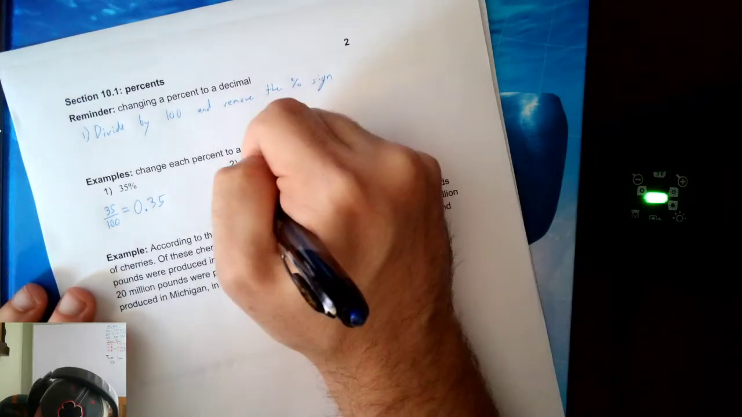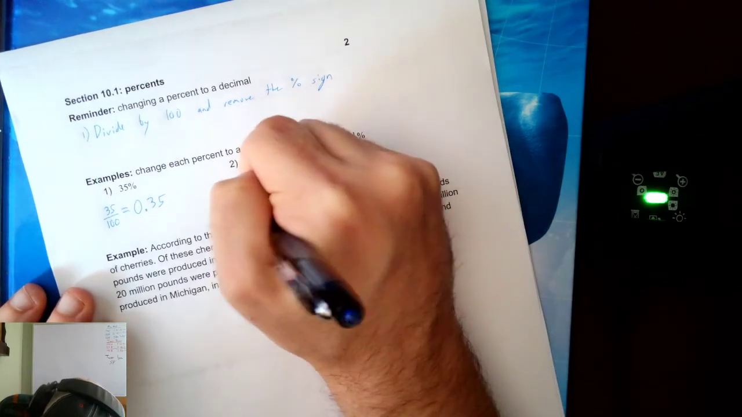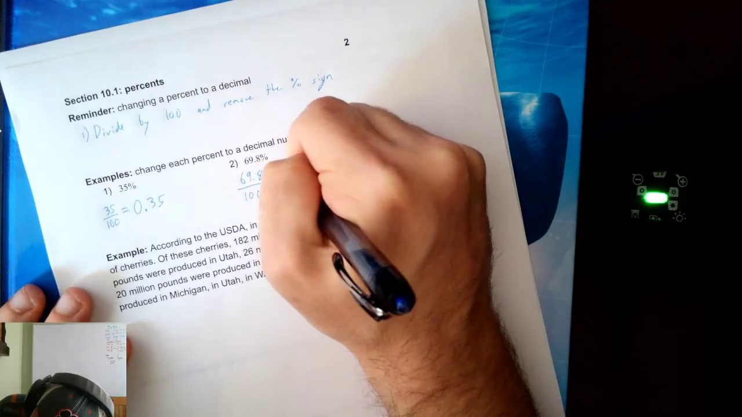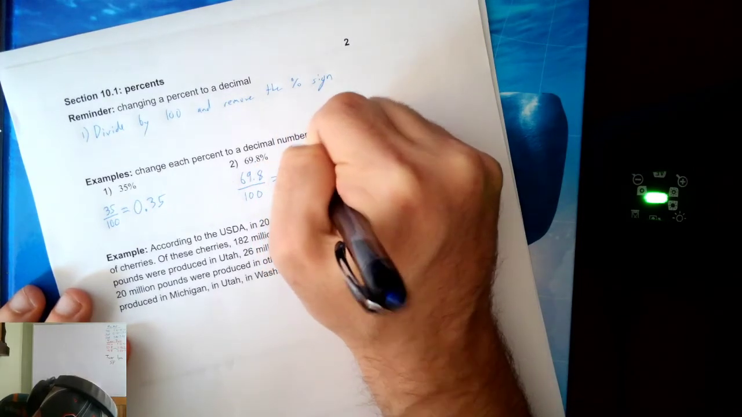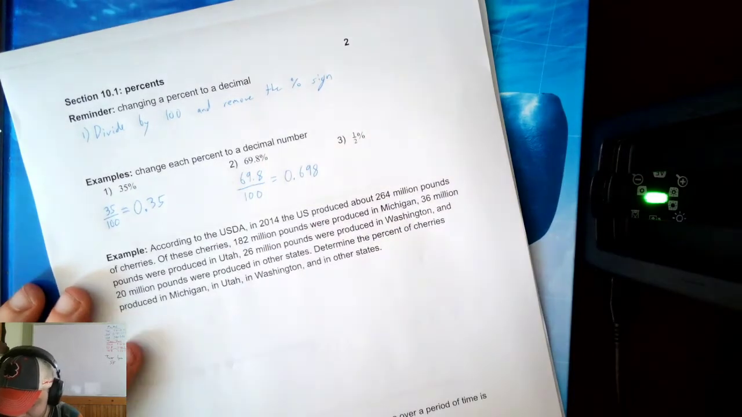Let's see, 69.8%. I'll drop that percent sign out of there, and I need to divide it by 100. Let's see, that's going to give me 0.698. So 0.698 is the same as 69.8%.